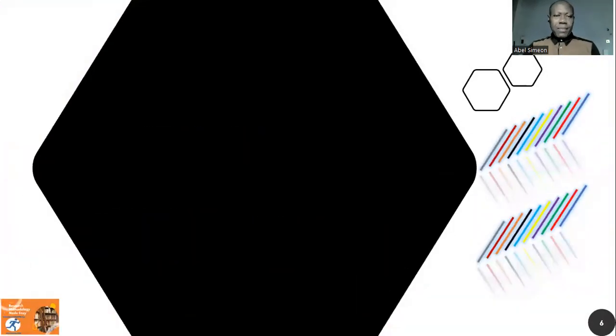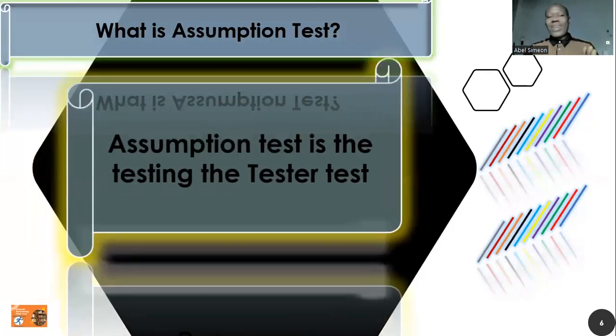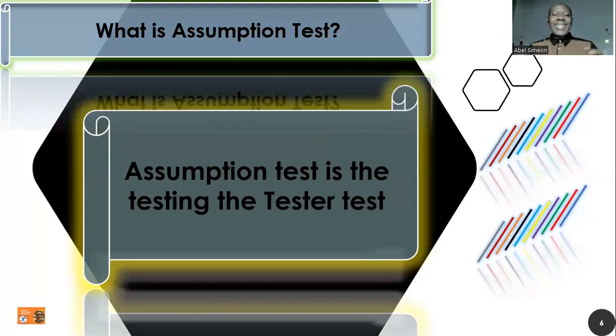The third definition of assumption test is a simple one. It is the testing the tester test. That's how I define it. You want to carry out tests. There's a tool you use to carry out tests. You have to test that tool, whether it has the qualities, the nitty-gritty qualifications to carry out the test. That's how it is in assumption test.